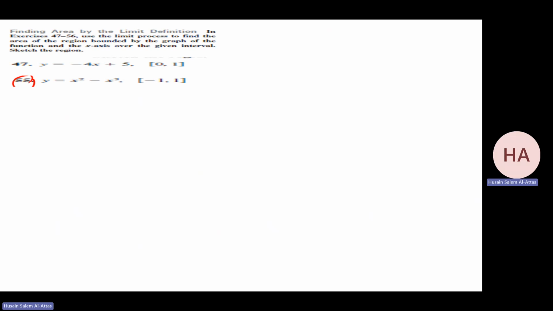Okay, find the area by the limit definition. Exercise 47. In the exercises, use the limit process to find the area of the region bounded by the graph of the function. In this exercise, I want just to find the area. So do 47, the limit. I will do the right endpoint to make it easier. Delta x, this is a, this is b, and choose n subintervals.